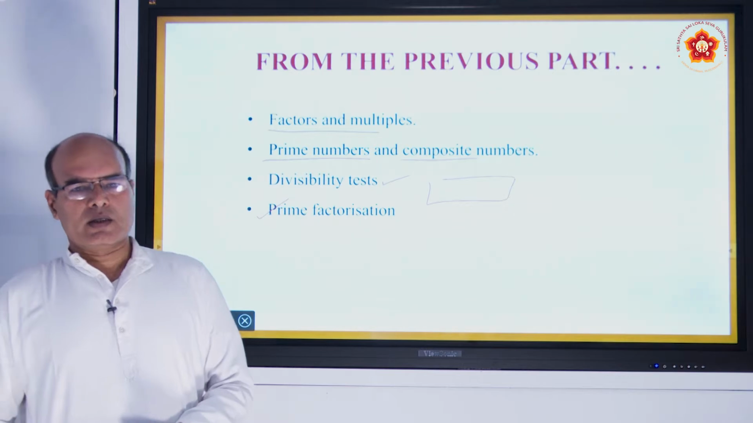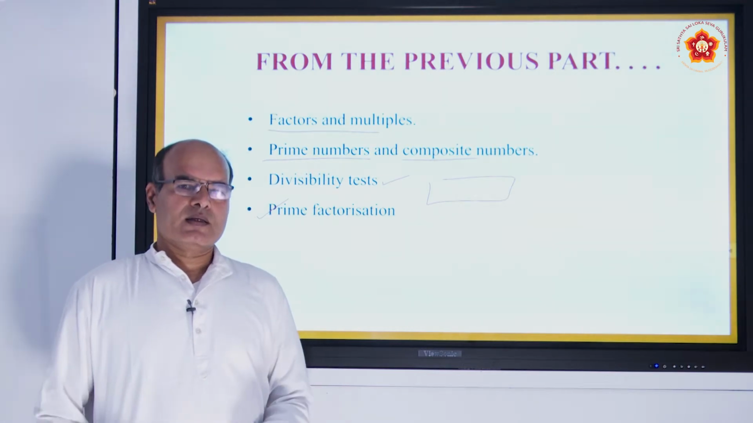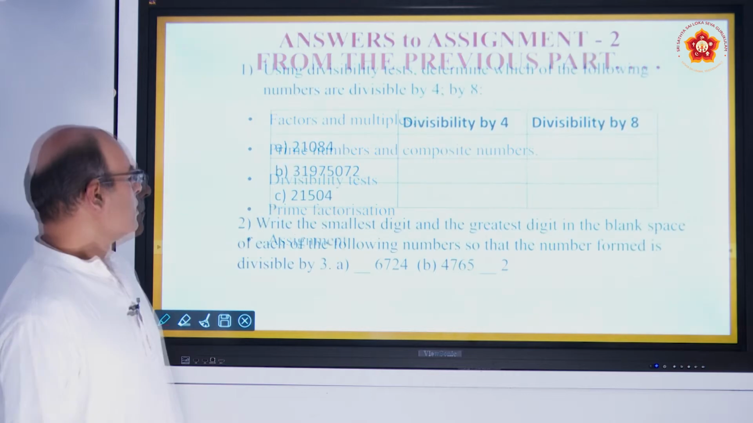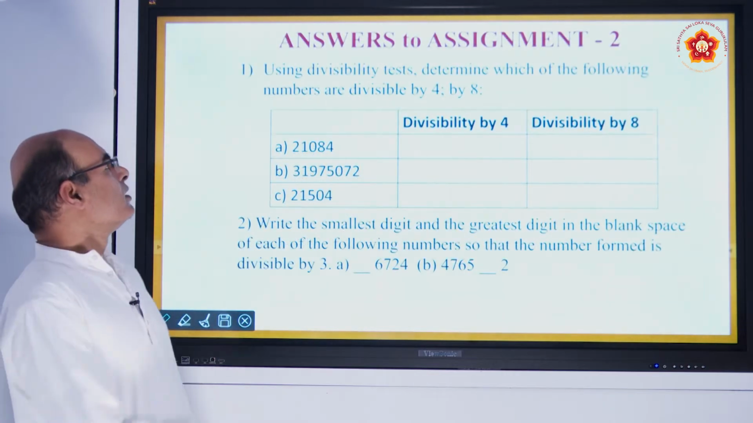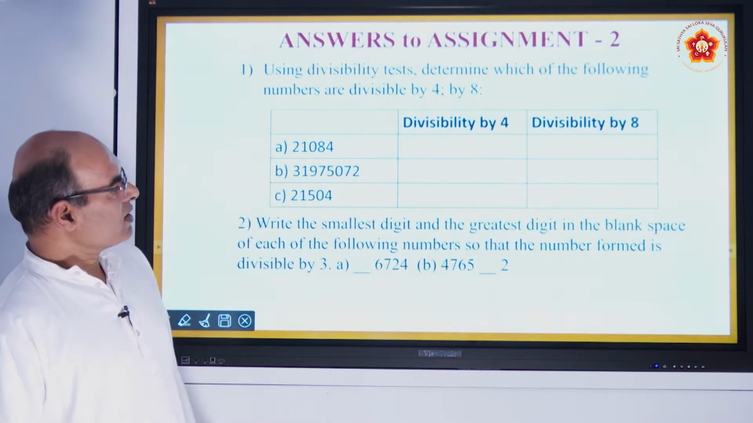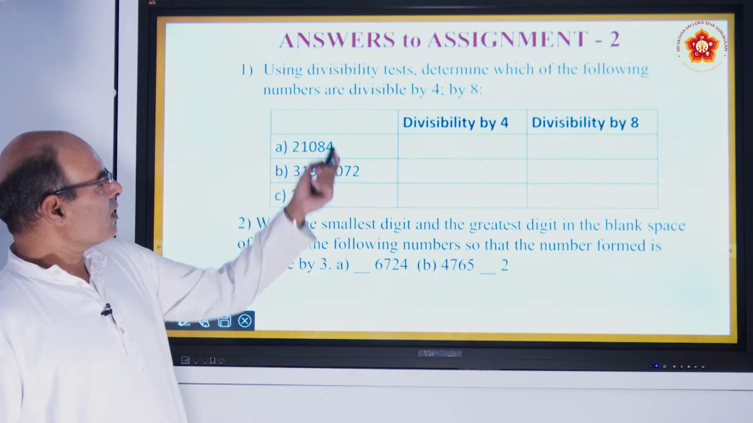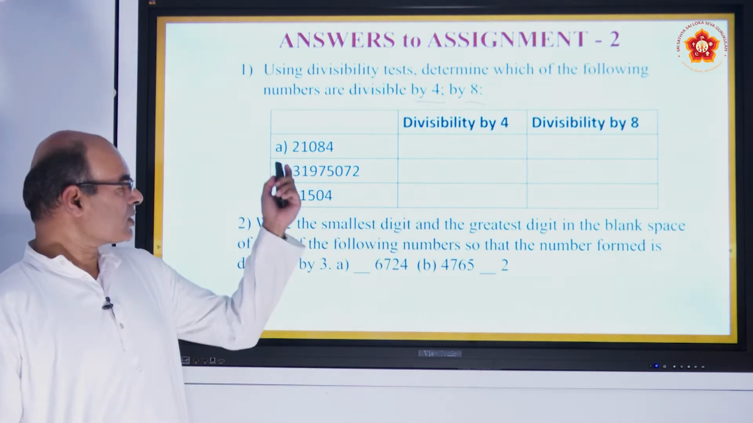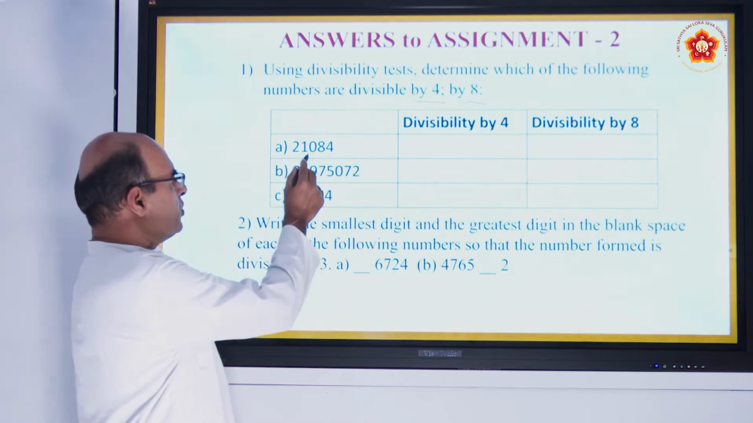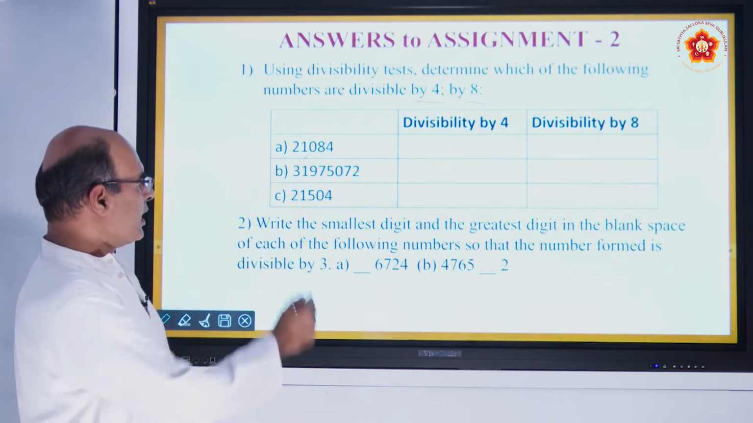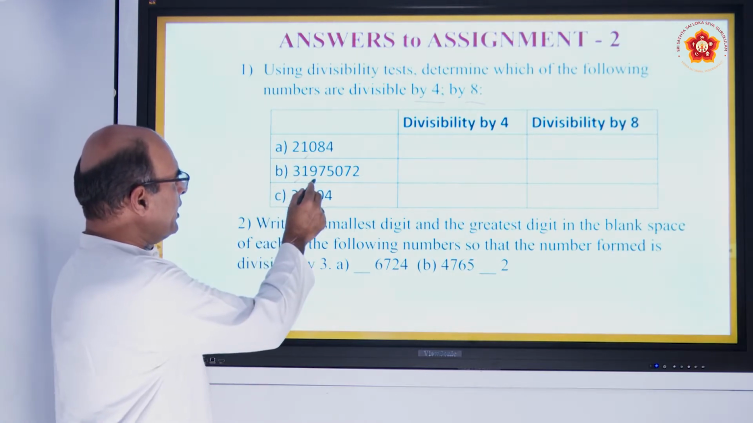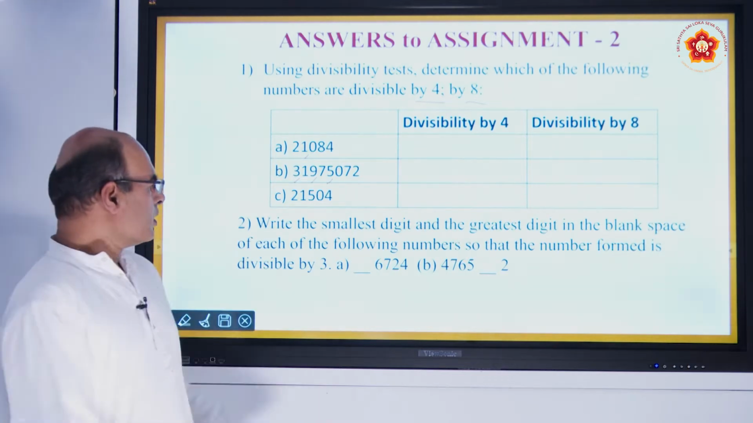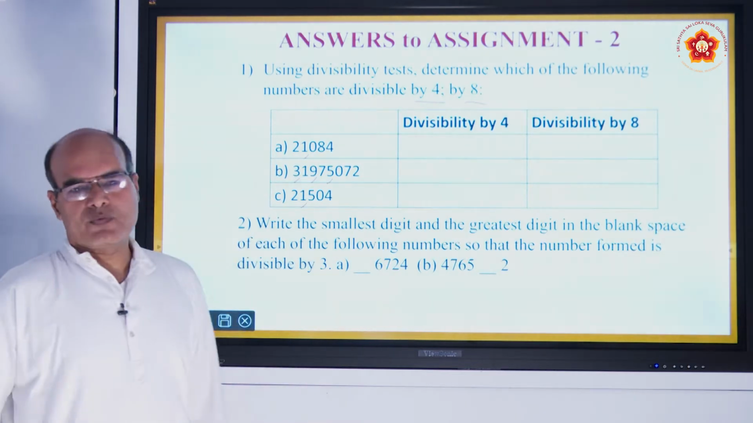Before going to today's topic, let us see the answers for the homework assignment given in the last part. The question given was: using divisibility tests, determine which of the following numbers are divisible by 4 and 8. Three numbers were given. The first number is 21,084. The second number is 3,19,75,072, and the third is 21,504.